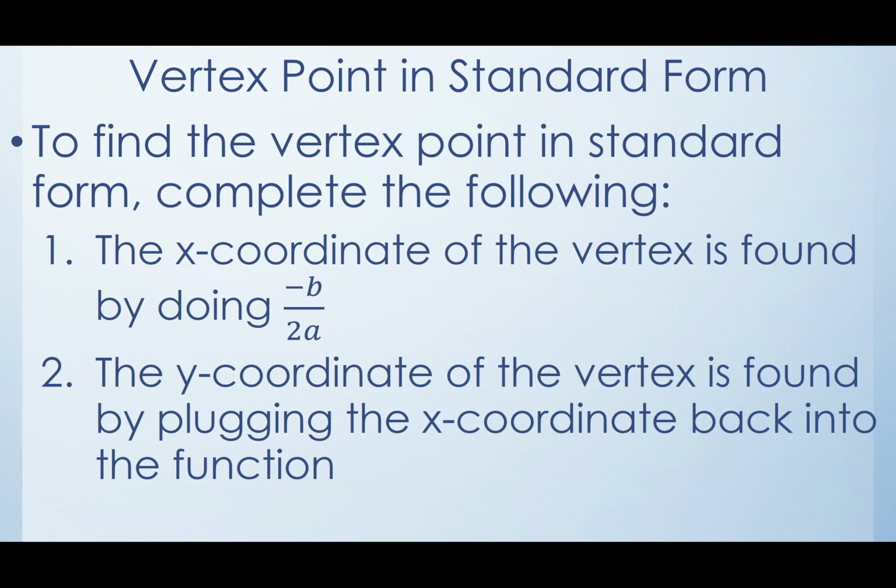Now, finding the vertex point is pretty much the first step, and really the only challenging step, even though it's not really challenging, to graphing the quadratic. We need to plug in negative b over 2a. So our b value, negative of that, divided by 2 times our a value, that tells us the x-coordinate of the vertex point. From there, we plug that value back into the original function. That'll tell you the y-coordinate.